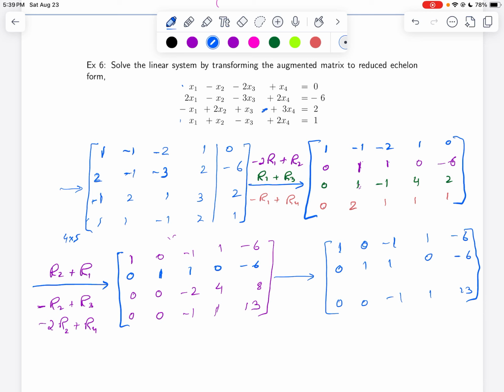The last column, column number 5, is for the constants on the right side of the equation, these constants, and this 4 by 4 part is the matrix of the coefficients.